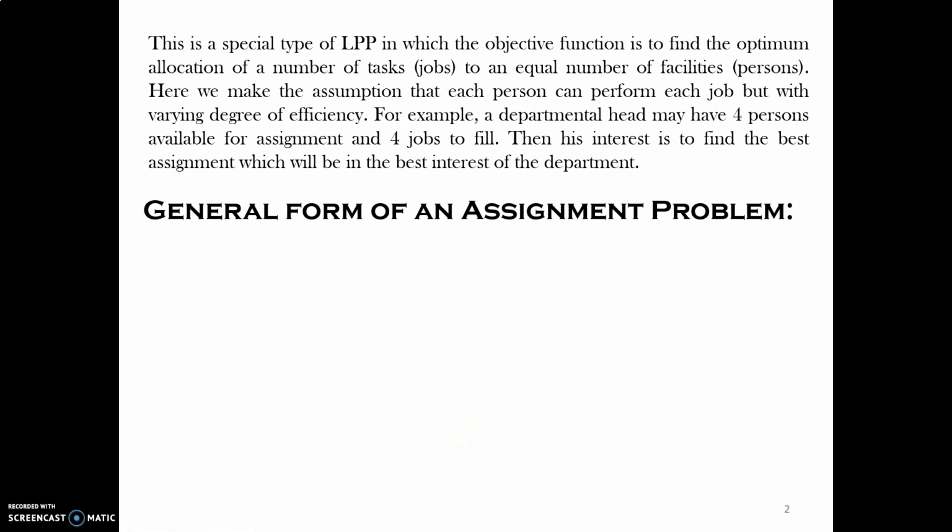This is a special type of LPP in which the objective is to find out, using an optimum number of allocations, the assignment of an equal number of facilities or persons. Here we make the assumption that each person can perform each job but with varying degree of efficiency. Obviously a person can probably do every kind of job but with varying degree of efficiency.